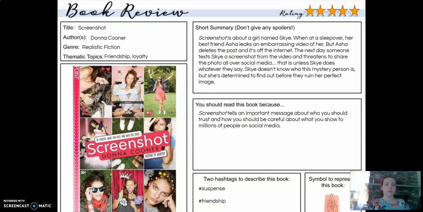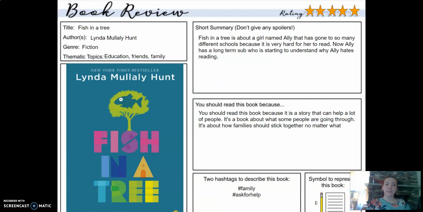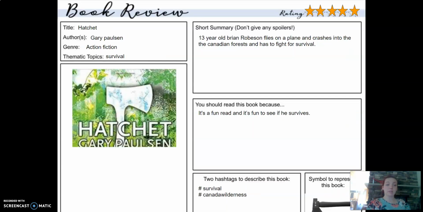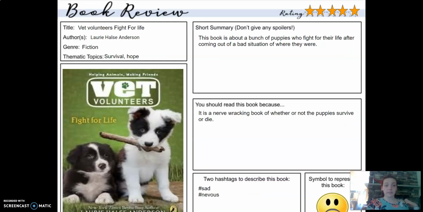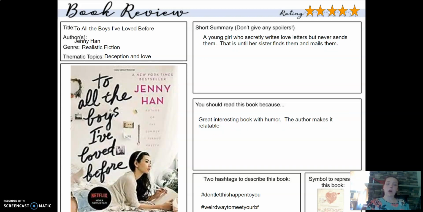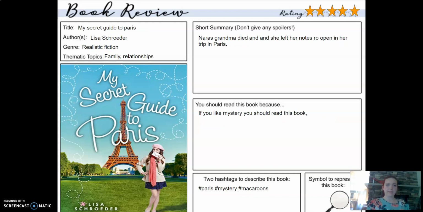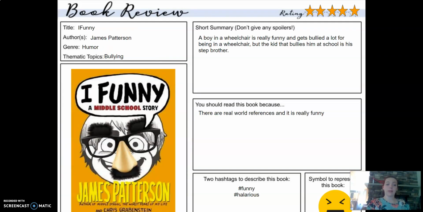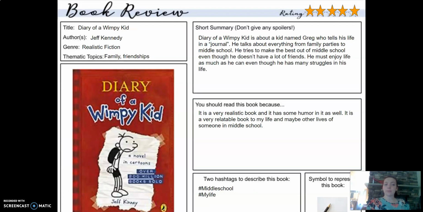Here's another one. This is Screenshot. Fish in a Tree. Restart. Hatchet. Vet Volunteers Fight for Life. Speak. I know this book. Lori Halse Anderson is a great author if you want to look into more of her books. To All the Boys I Loved Before. My Secret Guide to Paris. Funny. Diary of a Wimpy Kid.